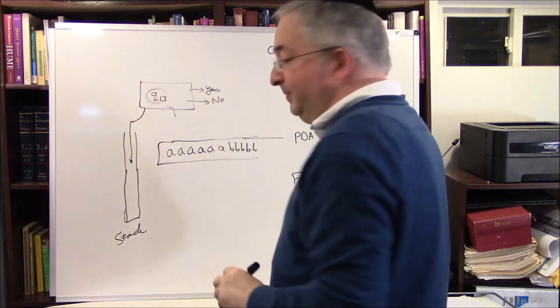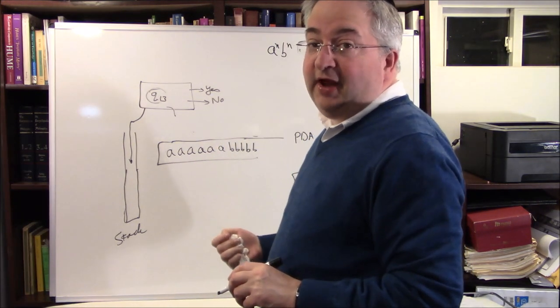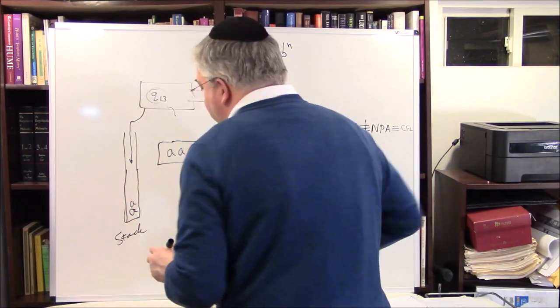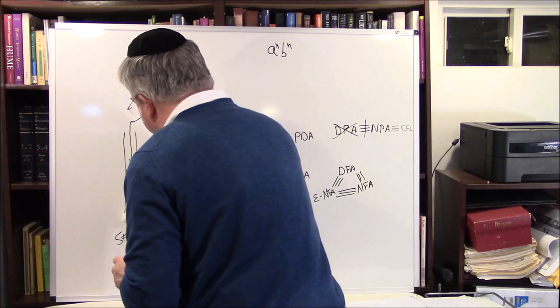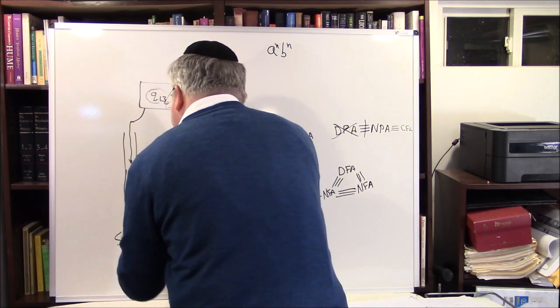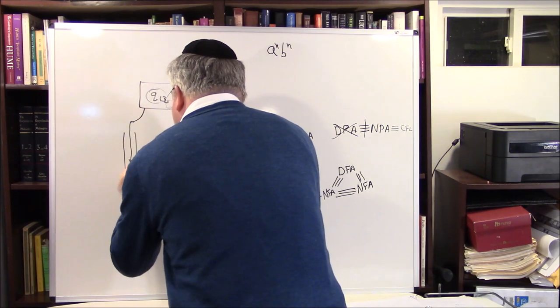This word is not accepted. It has six A's and five B's. What's going to happen? Well, every time I see an A, let's do the X. A, A, A, A, A, A.